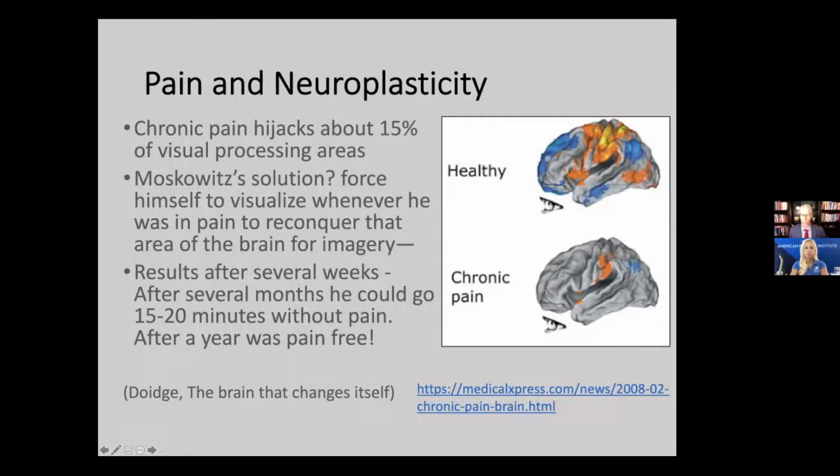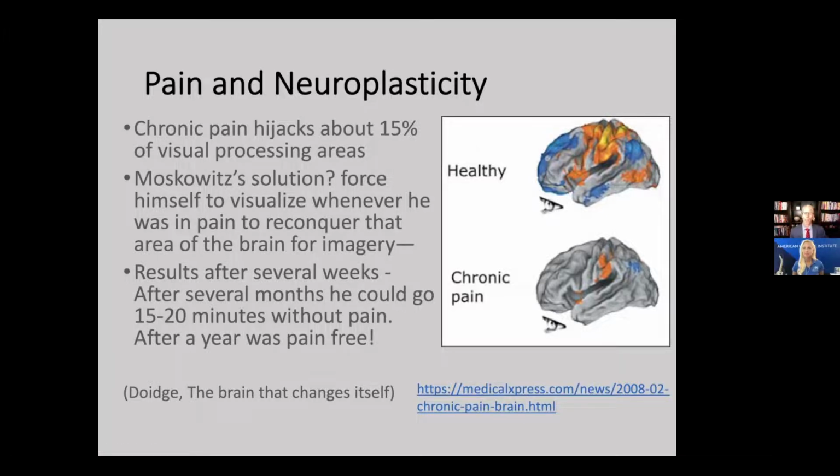And what he found is that when he was in ramping up pain, he would just use imagery, and imagery would help him slowly just have a few minutes of relief from his pain. After several months, he was able to go 15 to 20 minutes without pain. And after a year, he was completely pain-free. So you can read about that story more in The Brain That Changes Itself, written by Norman Doidge, an MD.